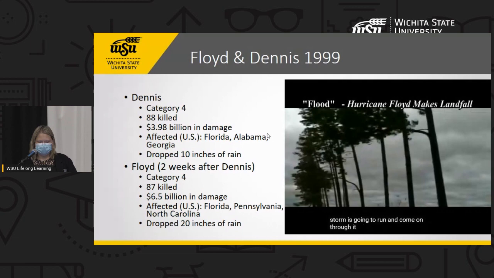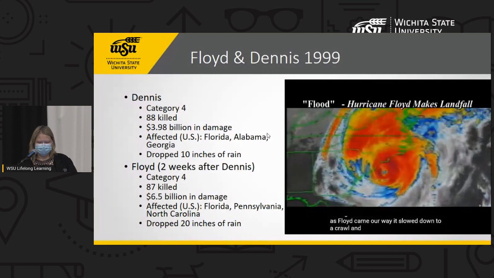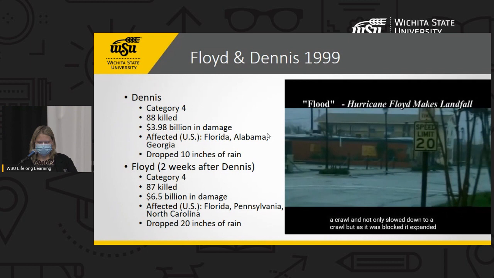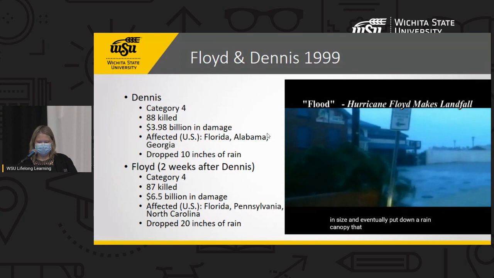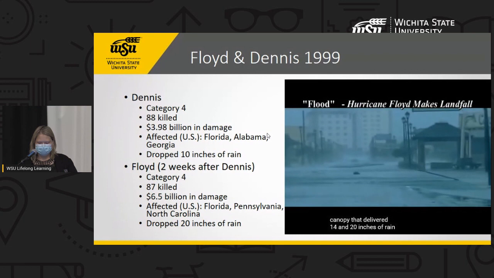It didn't. As Floyd came our way, it slowed down to a crawl. And not only slowed down to a crawl, but as it was blocked, it expanded in size and eventually put down a rain canopy that delivered between 14 and 20 inches of rain all the way upriver.